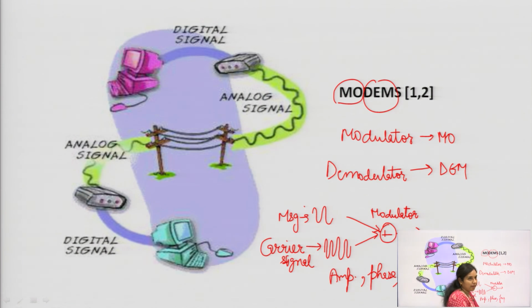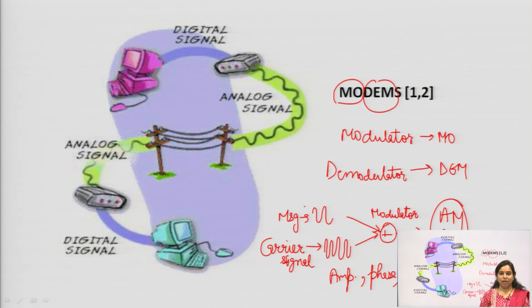If I change the amplitude, I will get an amplitude modulated signal. If I change the phase, I will get a phase modulated signal. If I change the frequency, I will get a frequency modulated signal. So, these are the 3 modulated signals that I receive at the output of the modulator. This is the basic idea of modulation: why we require modulation and what the need of modulation is.